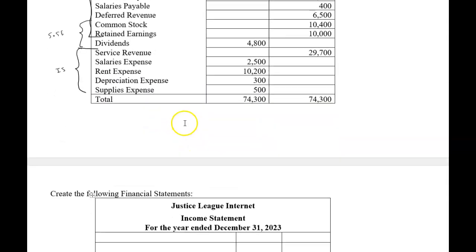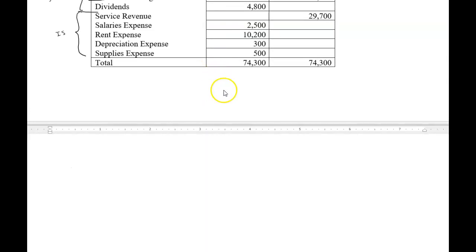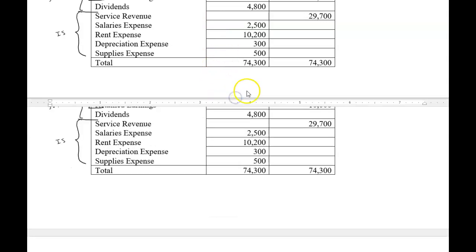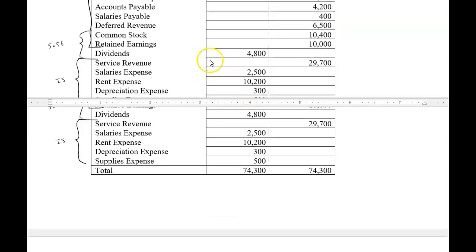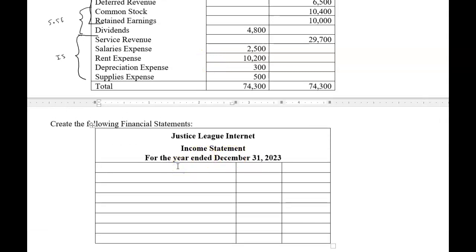All right, so with that in mind, let's start at the bottom, work our way up. I'm going to split my screen again just to help out. So if you're working it on a screen, sometimes you have to split. It makes it a little bit easier. All right, so we're going to put our revenues. We only have one, so I'm just going to say, hey, my service revenue was $29,700.